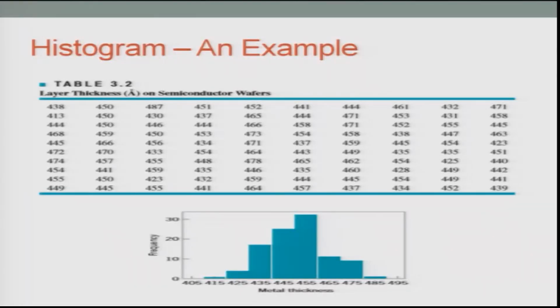Again, the histogram is an example which is taken from Montgomery. They are layer thicknesses in Angstrom, which is a unit of measurement on semiconductor wafers. The thicknesses are given here starting from 438 to 439, and you have 3, 6, 9 and 10 columns, each with the number of readings noted here. If you divide them into bins and draw the histogram, it is given as shown here.